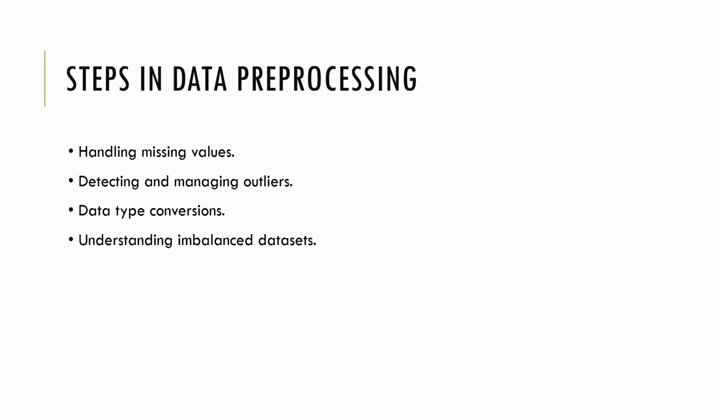Data pre-processing typically follows a series of key steps: handling missing values, detecting and managing outliers, converting data types, and addressing imbalanced datasets. Each of these steps helps ensure that the data we use is suitable for training effective machine learning models.